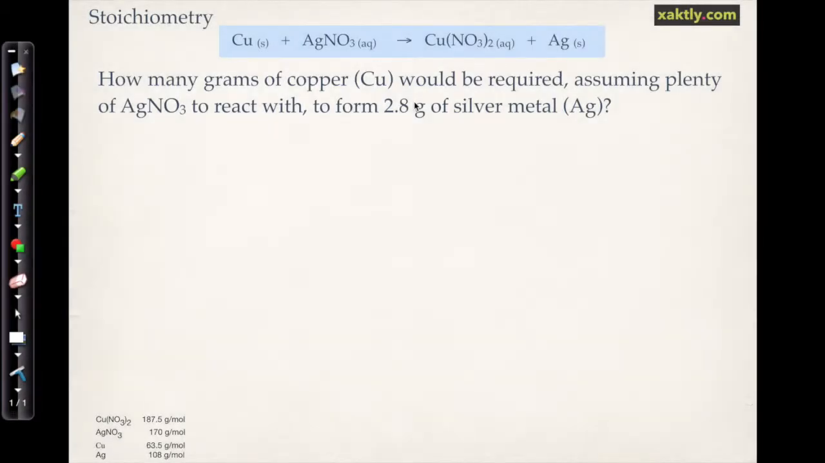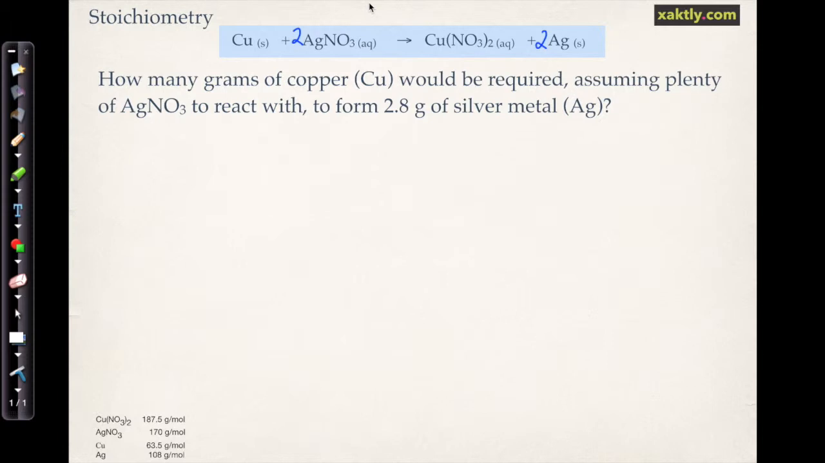Well, here's a simple stoichiometry problem. In this reaction, we're going to react copper metal with silver nitrate to produce copper nitrate and silver solid. So the first thing we want to do in any reaction like this, any stoichiometry problem certainly, is to balance the reaction. And this reaction is clearly not balanced, so we'll need to balance it up by putting a 2 in front of the silver nitrate and a 2 in front of the silver. And I think that balances it up nicely.